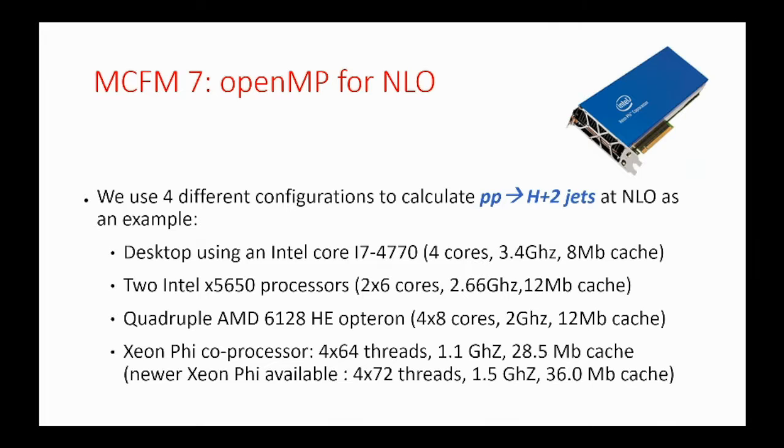Then a motherboard with quadruple AMD processors with a total of 32 cores, and also a Xeon Phi. I only use an older Xeon Phi. There are now newer ones which are much faster, but that shouldn't make any difference for the better.